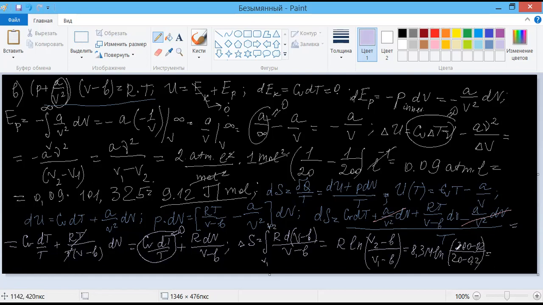It's clear that it won't change a lot. So it equals 19.15 joules per mole Kelvin. This is the answer.